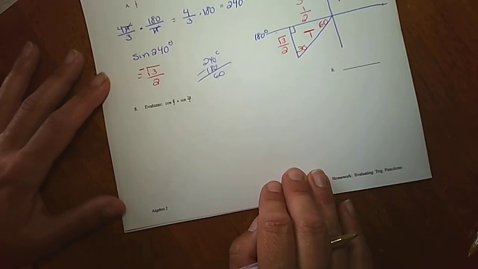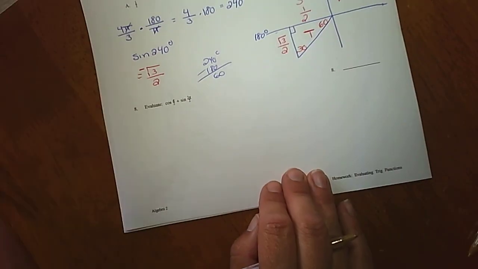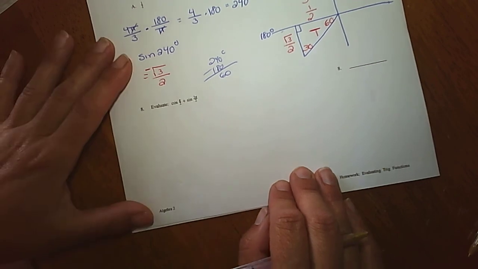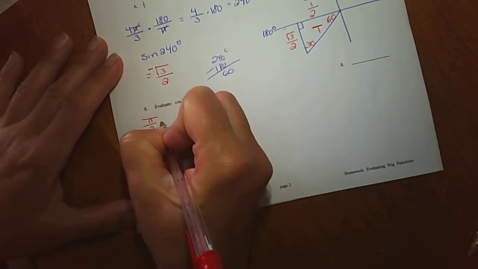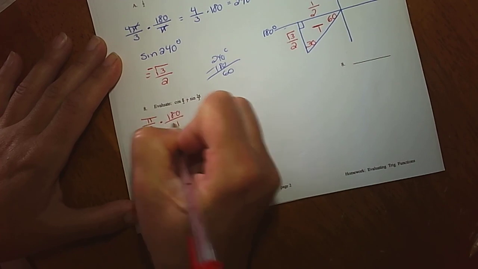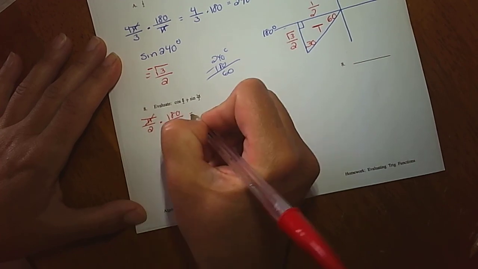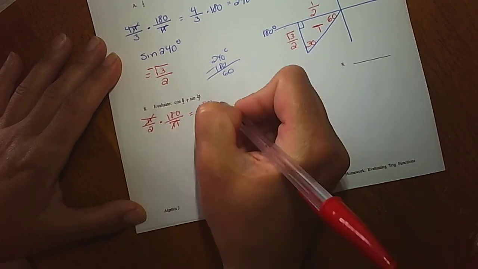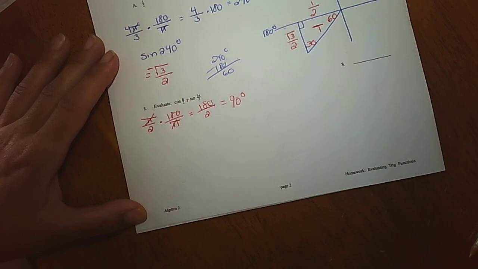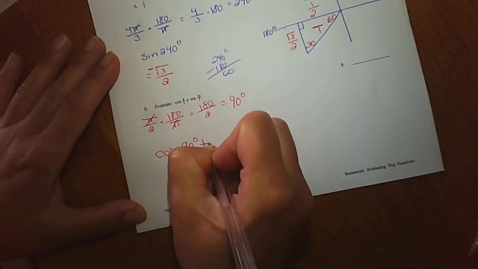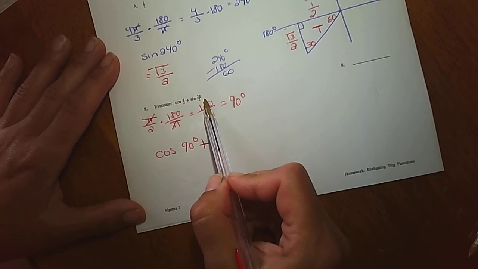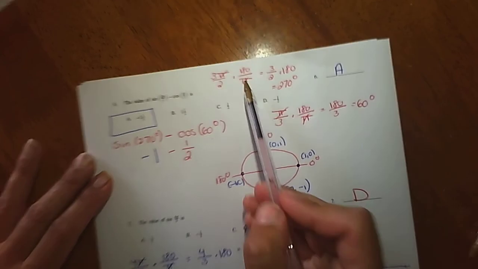All right, and finally, we're going to do these two. So pi over 2 times 180 over pi. Pi's cancel. I get 180 over 2, and that's 90 degrees. So I have to do cos 90 plus sine 3 pi over 2. Now I did 3 pi over 2 right here. That's 270.